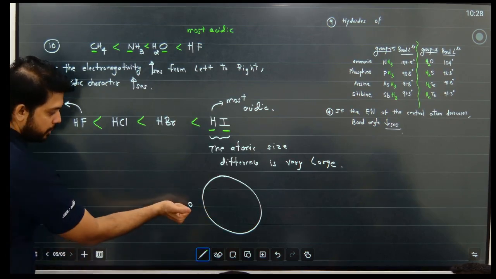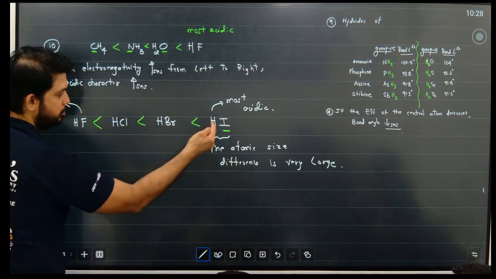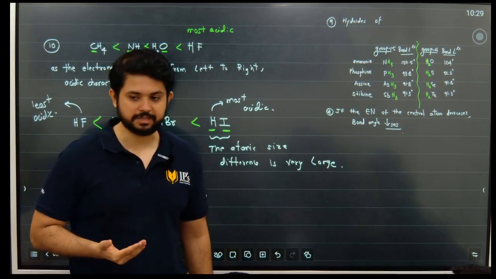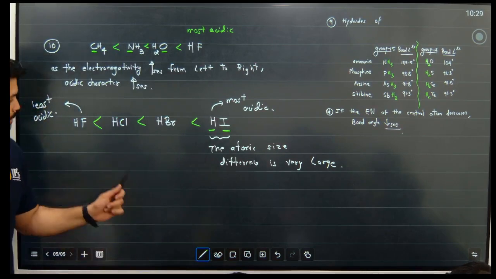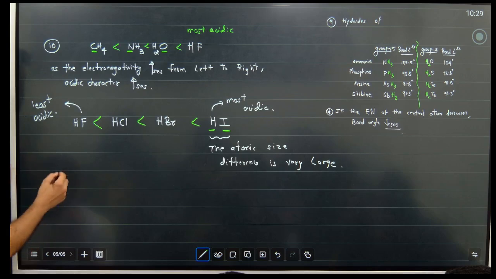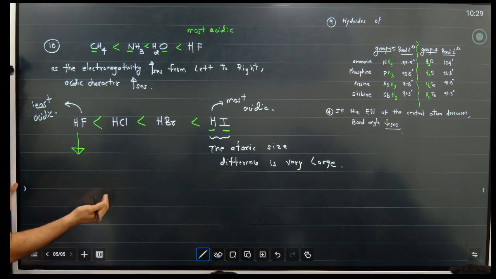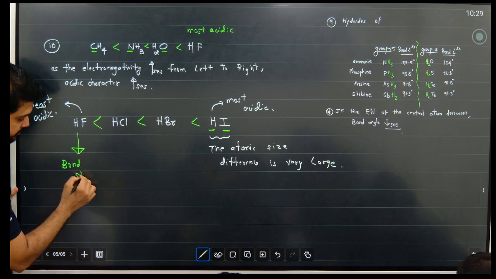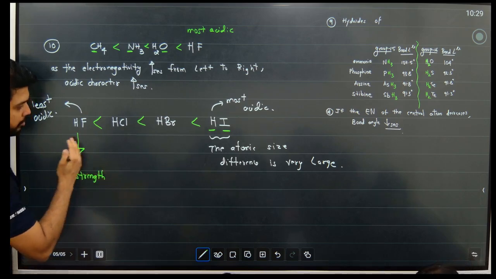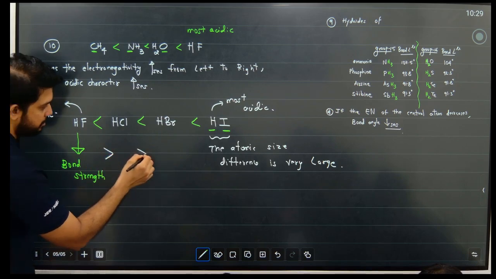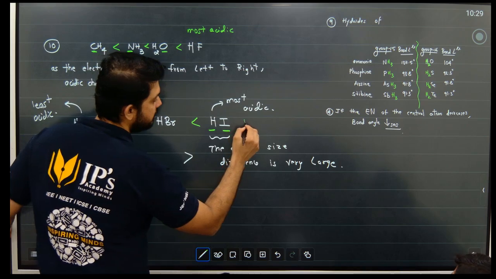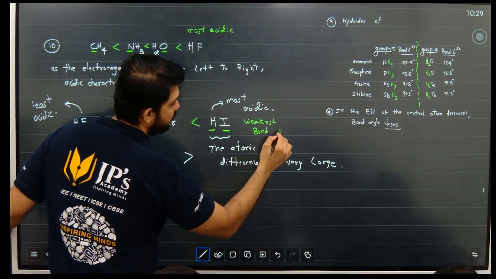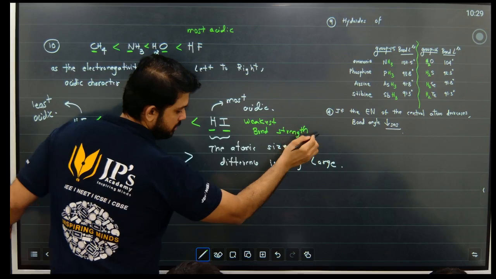So due to the difference in size, it is really easy to break the bond between H and I. That bond breaks quickly, produces H plus, which is acidic. As compared to that, the bond between H and F is very strong. So remember, stronger the bond, lesser the acidity, weaker the bond, more the acidity. So this has the highest bond strength, and HI has the weakest bond strength.